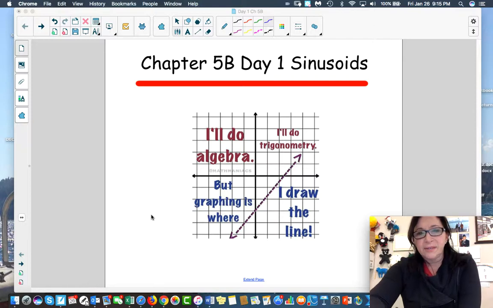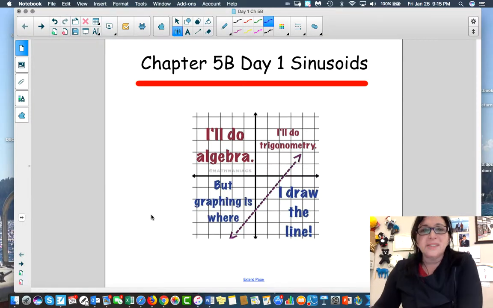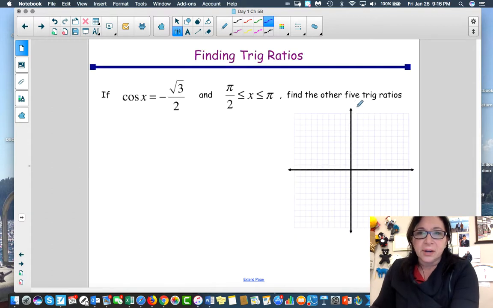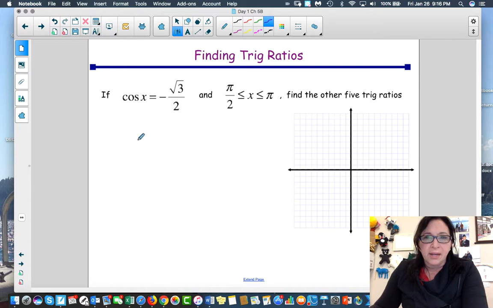Hi, everyone. Today's lesson is on sinusoids. This is the second half of chapter 5 of our trigonometry chapter. So we're going to be graphing sinusoids. Sinusoids are graphs of sine and cosine, tangent, and other trig functions. So let's get started. We're going to start off with a warm-up in finding 5 trig ratios.